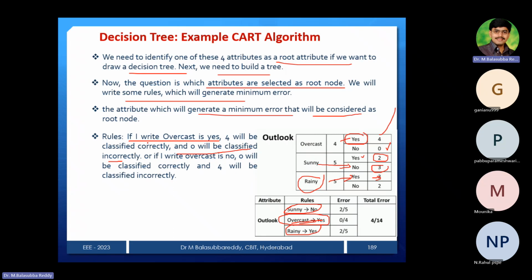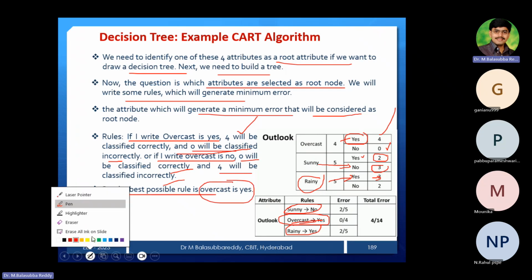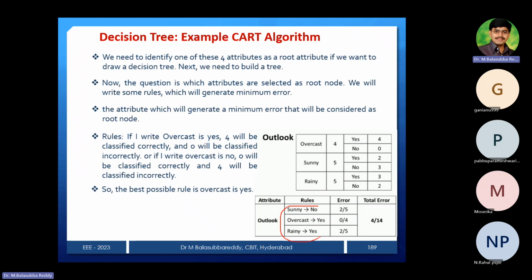You can see that if I write overcast is yes, 4 will be correct and 0 will be incorrect. And if I take overcast is no, what will happen? 0 will be classified correct and 4 will be classified incorrect. So that is the reason. The better possible rule is overcast is yes. So first you have to decide the rule for this set. How to decide this? Whichever has the larger number in the classification, that is the best rule. So overcast is yes is best.